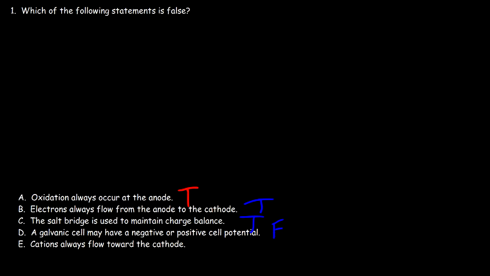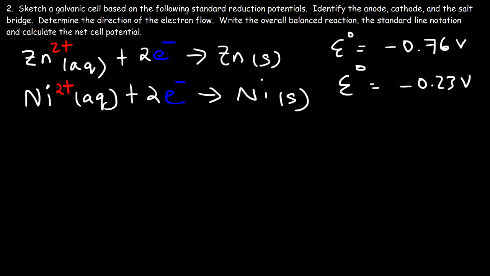A galvanic cell may have a positive potential or a cell potential of 0, never negative. An electrolytic cell can have a negative cell potential. So D is the answer. And E, cations always flow toward the cathode, that's true, and anions flow towards the anode.